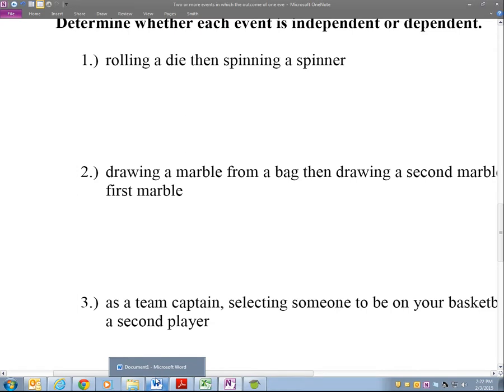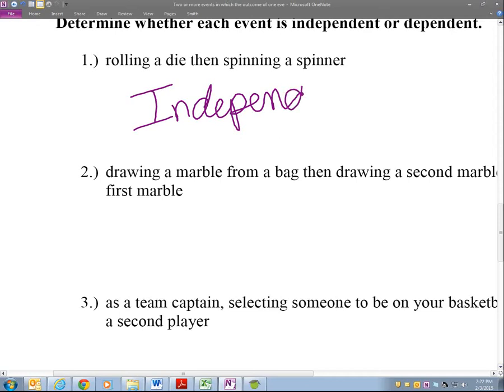Dependent or independent? What is it? Independent. You are correct. It is independent. It is independent because it doesn't matter what happens in the first event for the second one.